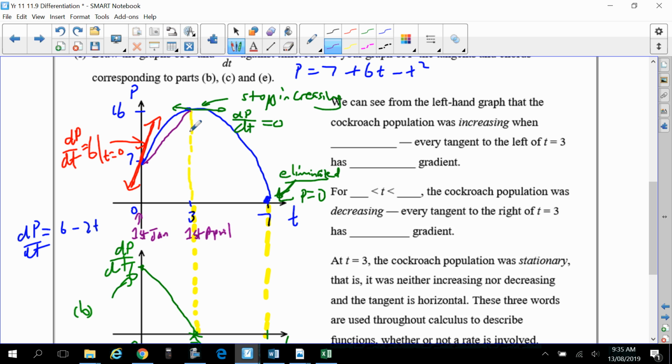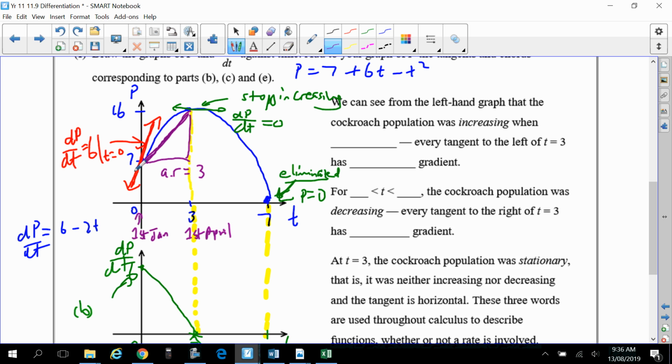And the gradient of the chord. Now notice that the average rate is less than the instantaneous rate because at the beginning it's increasing very fast, but then it stops after 3 months. But the average rate is just 3. So the average rate equals 3, right? 3 million cockroaches per month. So it's the gradient of the chord, right? That's the chord for the average rate, tangent for the instantaneous rate.